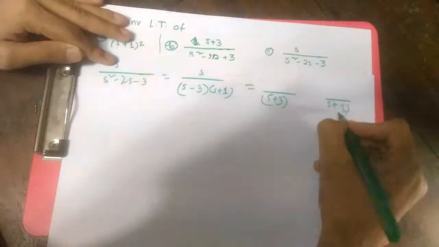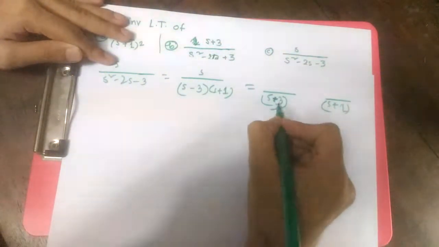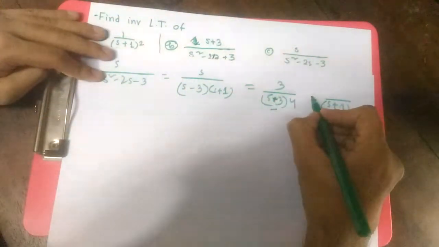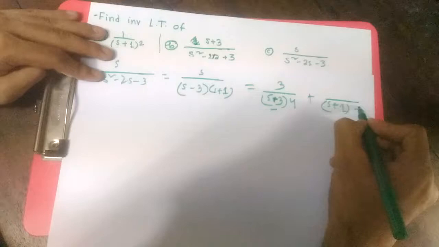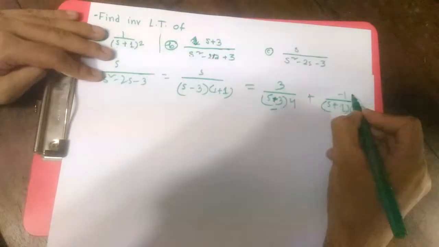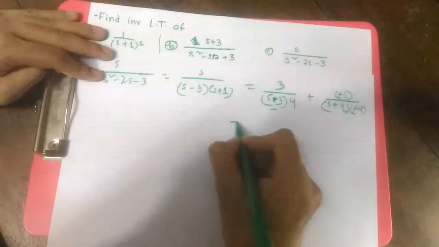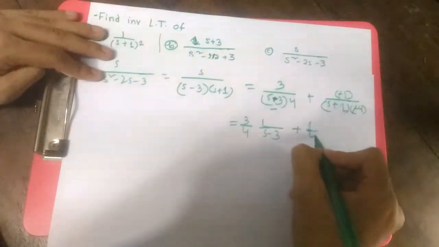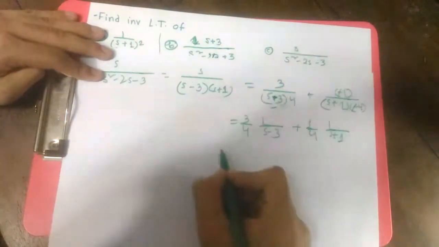For s minus 3, the root is simply 3, so 3 plus 1 is 4, giving 3 over 4. And here the root is simply minus 1, so minus 1 minus 3 is minus 4, and minus 1, so minus minus gets cancelled out, so 3 by 4 times 1 by (s minus 3) plus 1 by 4 times 1 by (s plus 1).